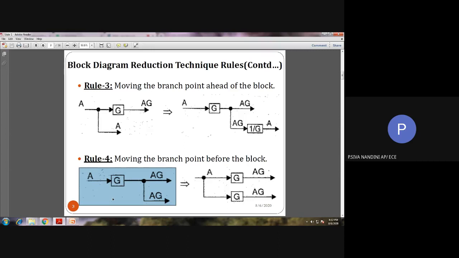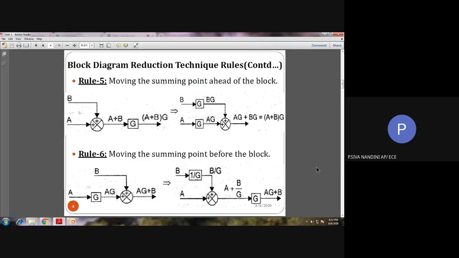So, to obtain A into G, we need to insert a block G here. See here how we have inserted G, because here we have moved this branch point before the block G. So we have to include the block G in the branch point to get the same signal AG. See here, we are getting the same signal AG, AG. This is rule number 4.